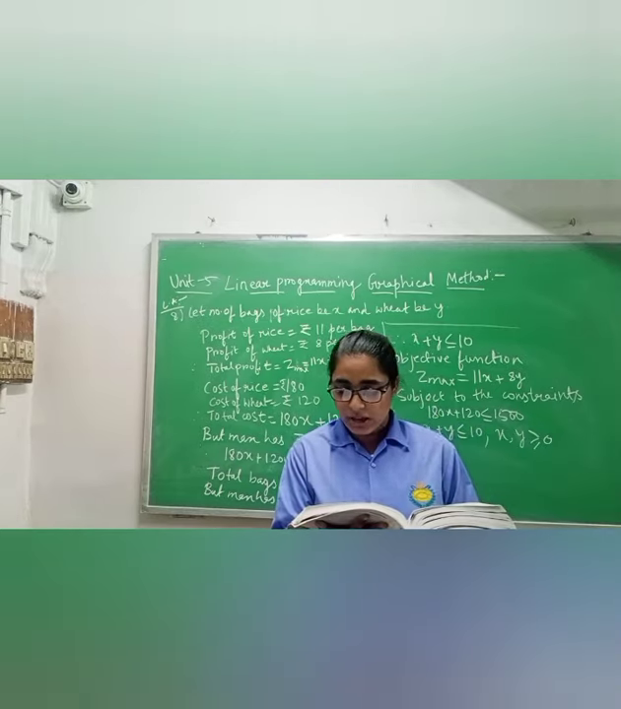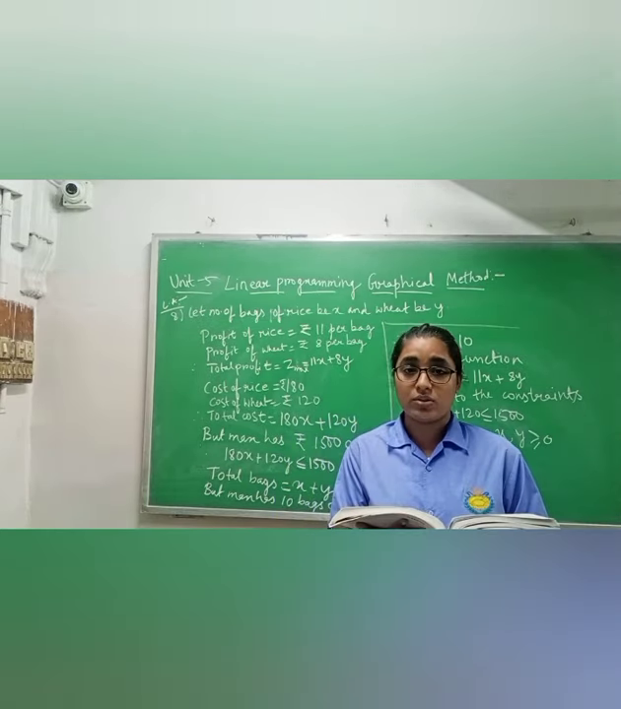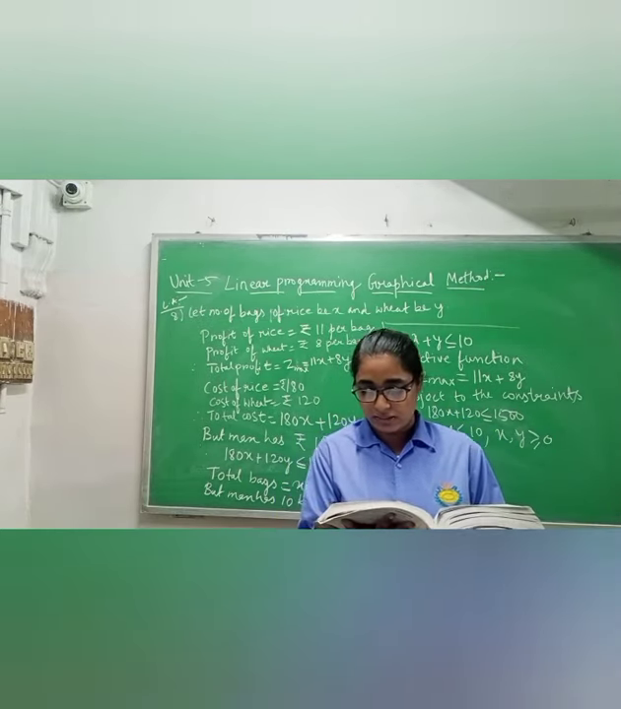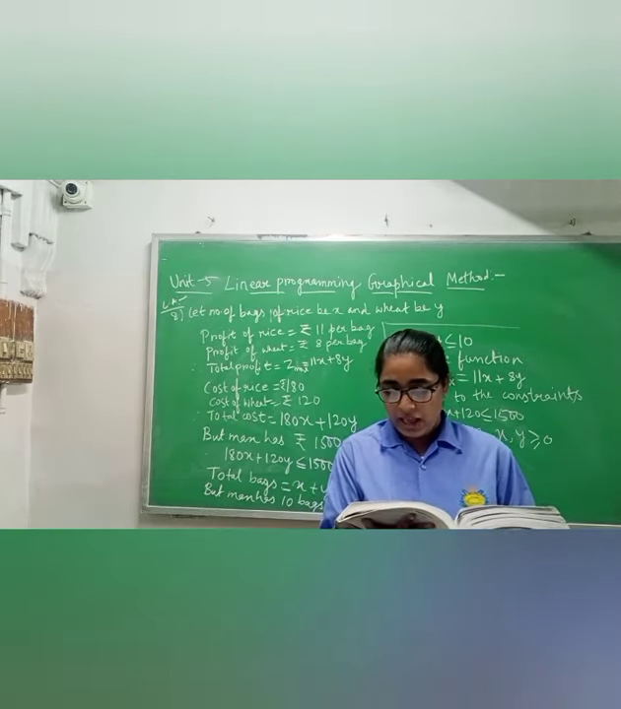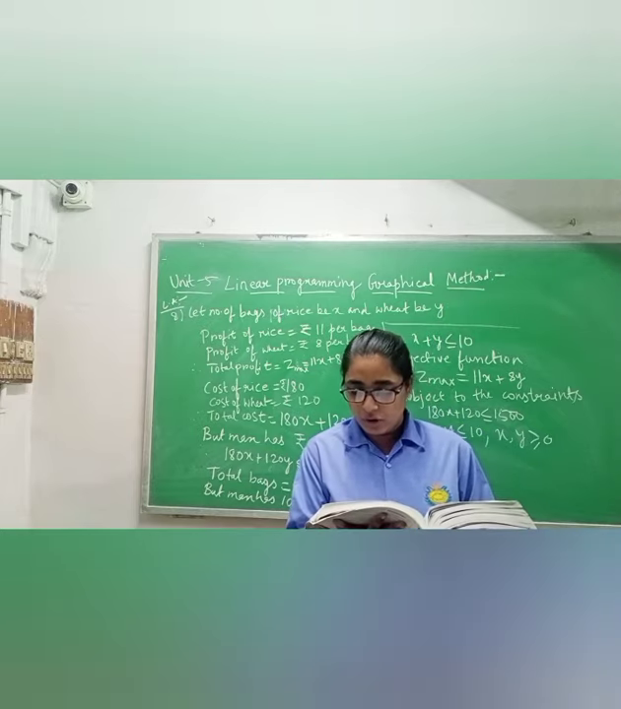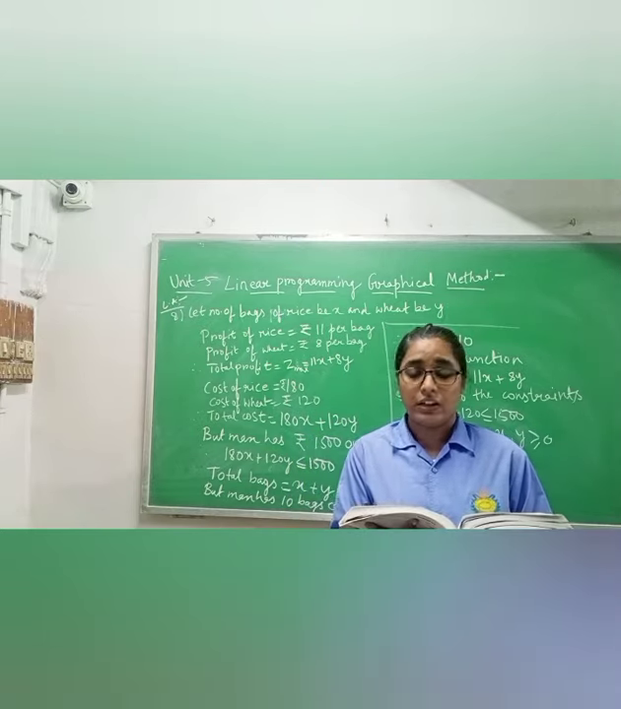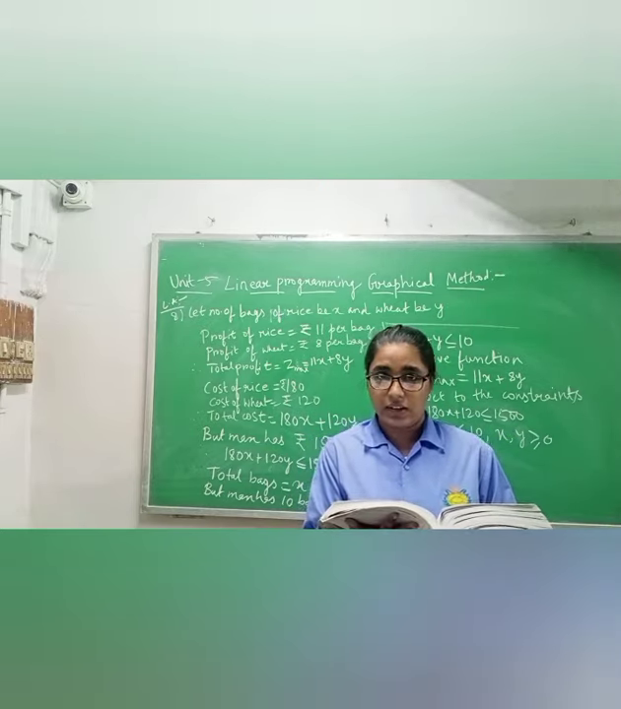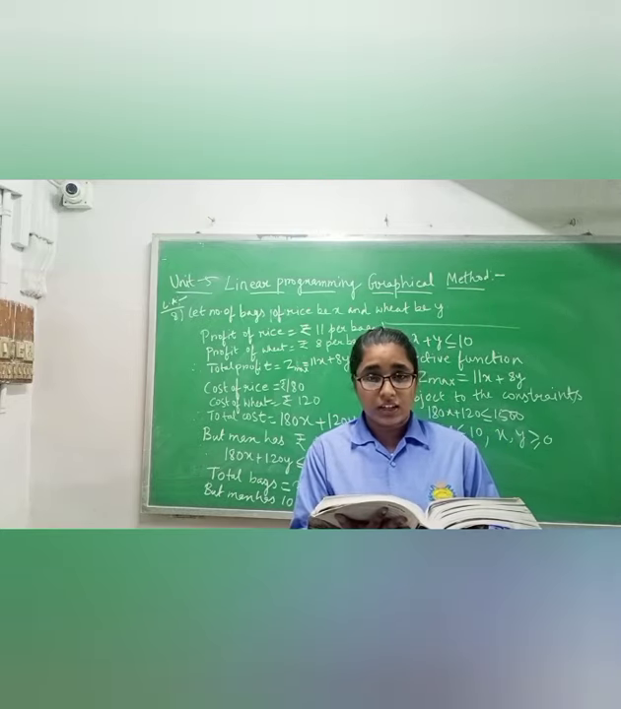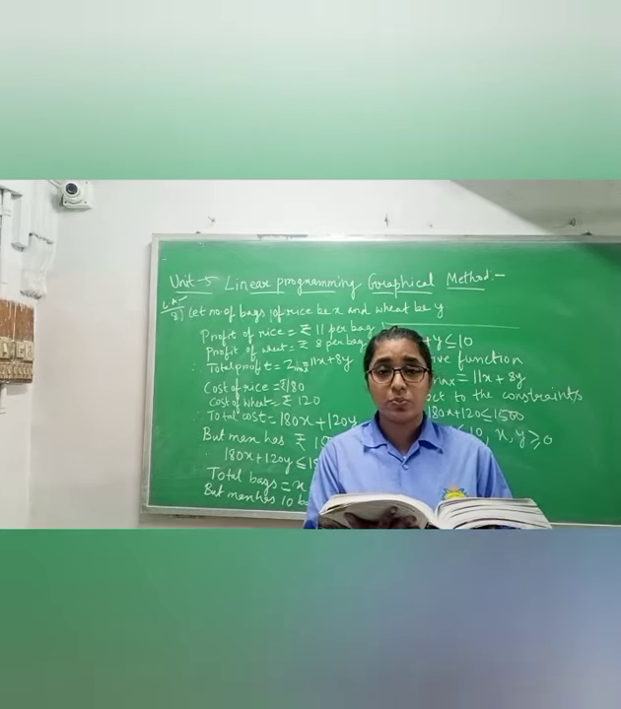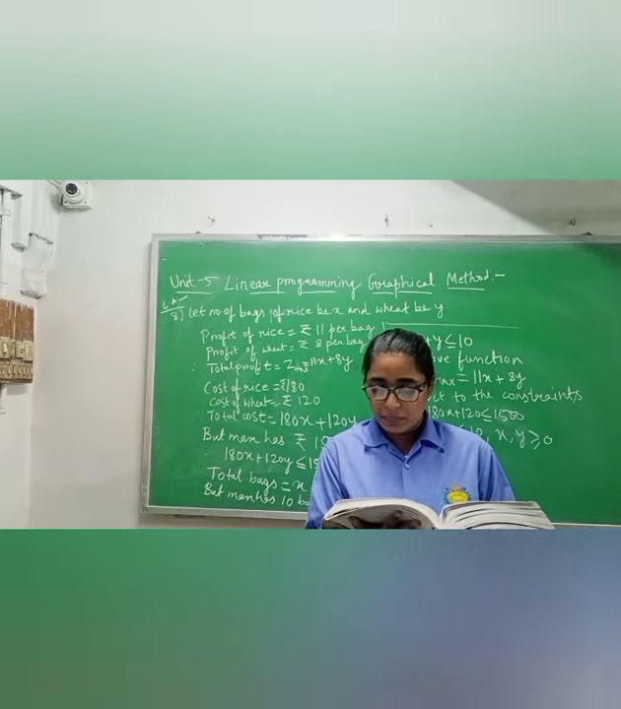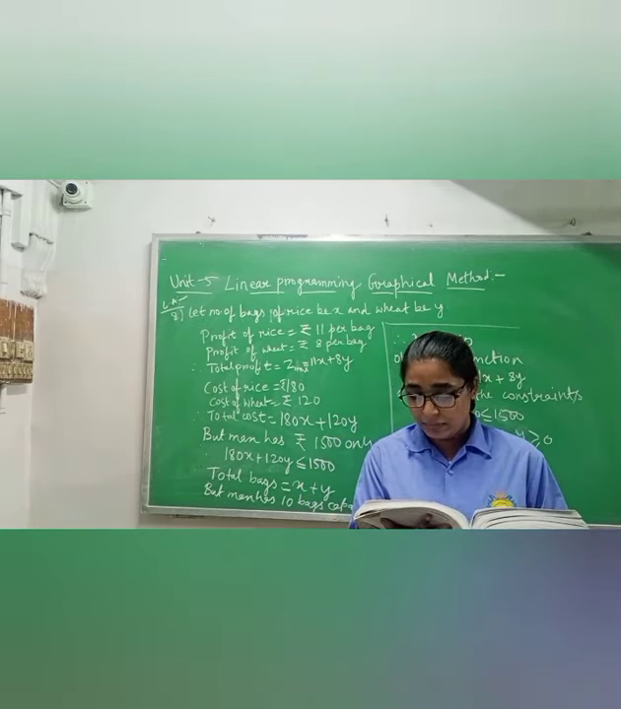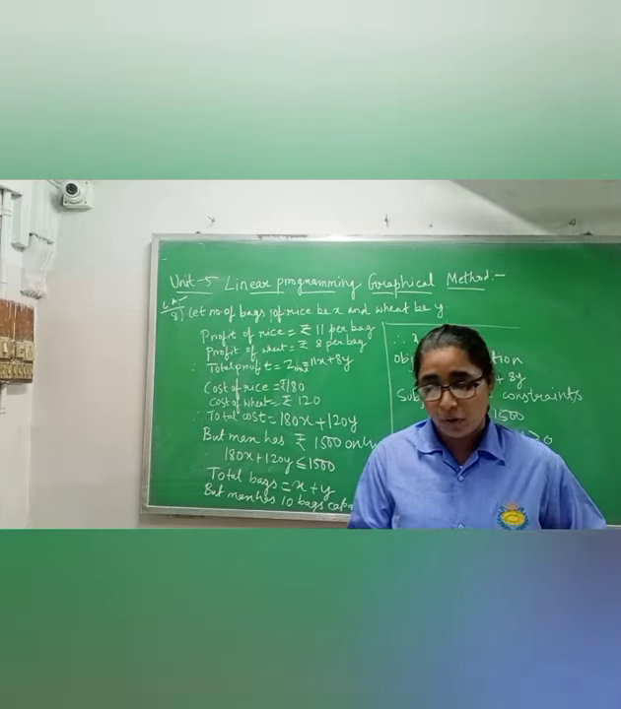He has a storage capacity of 10 bags only. It means the storage capacity he has is only 10 bags. He earns a profit of rupees 11 and rupees 8 per bag of rice and wheat respectively. So he earns rupees 11 and rupees 8 per bag, which means the profit is rupees 11 for rice and rupees 8 for wheat. How many bags of each must he buy to make maximum profit?